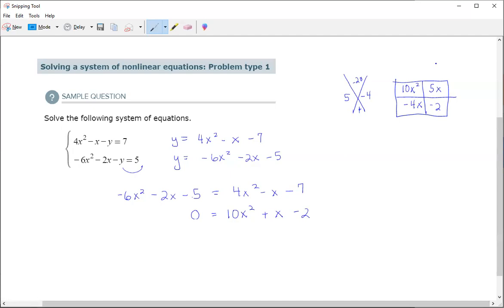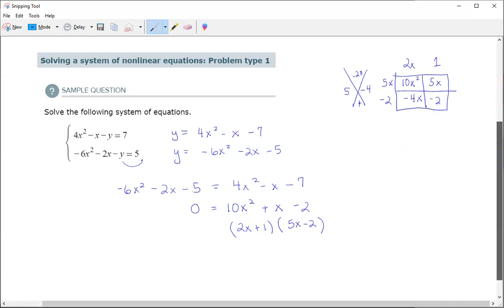So I can't take anything from that, so that's 1. I can take a 2x from here. I can take a 5x from there. And what can I do here? I can take a negative 2, right? So all my math works out. So this would factor into 2x plus 1 times 5x minus 2. All right? So we're doing good so far.